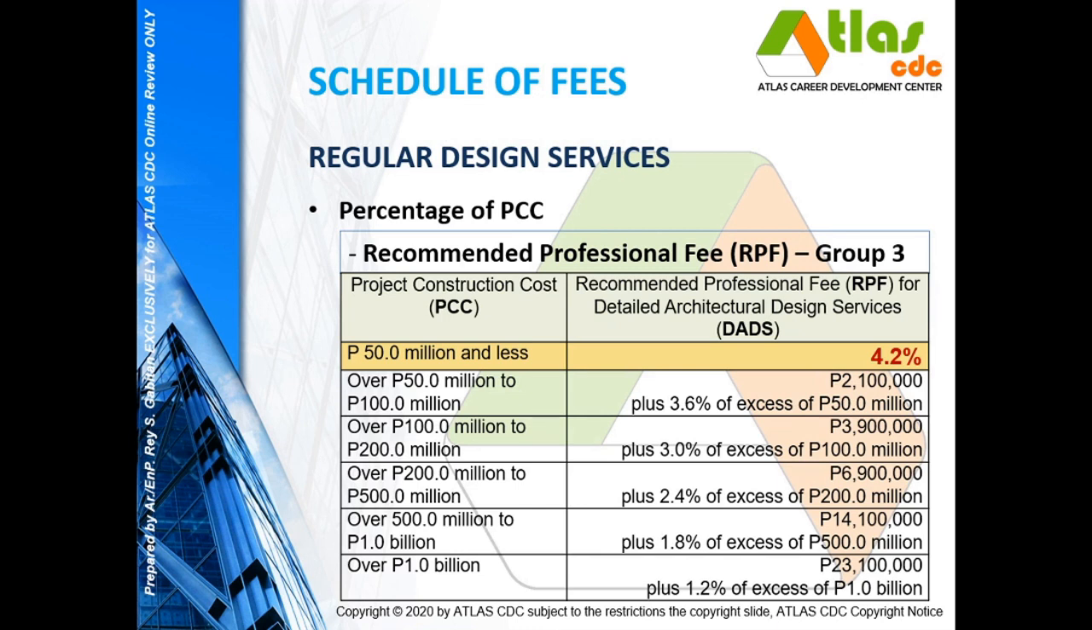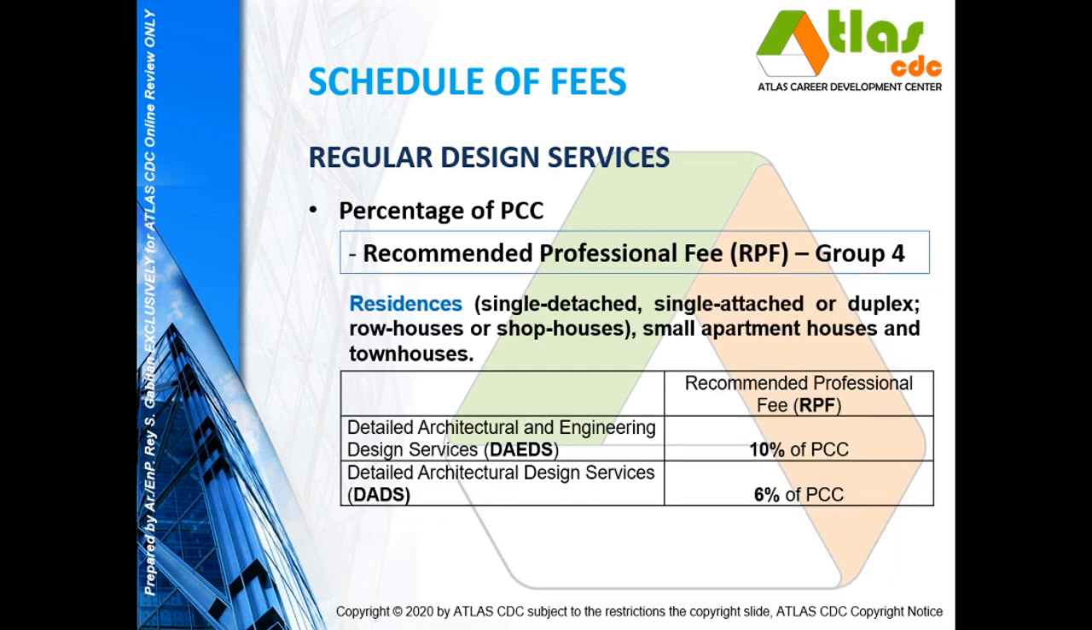So let us summarize group 1, group 2, and group 3. For DAEDS, the full services, group 1 is 5%, group 2 is 6%, and group 3 is 7%. That is for DAEDS, no? Now let us go to group 4.